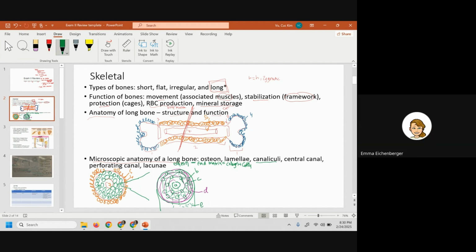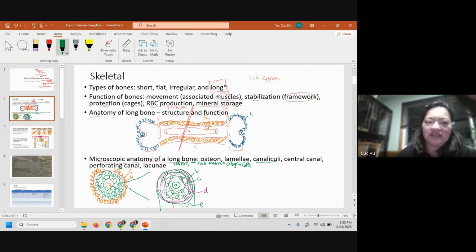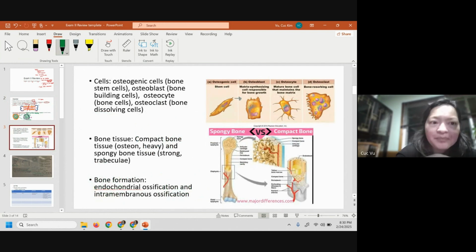Hopefully that gives you an idea of how things fit in with each other. Some terms you want to know are the types of cells. We went through some of these already. Osteogenic cells are the stem cells. Where do you find them? You find them in the center during fetal development, and then as an adult, you find them in the endosteum. You have osteoblasts, B for building. Osteoblasts are the bone building cells. Osteocytes were the osteoblasts, but they become stuck, and when they become stuck, they're called osteocytes.